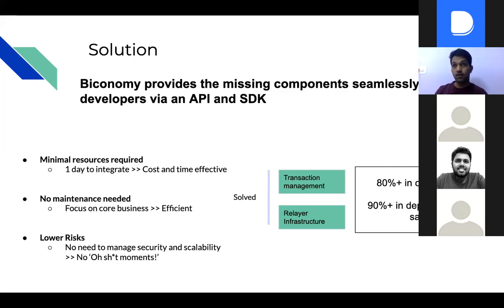By cost, I mean you don't have to set up these nodes that are totally focusing on relaying your transactions, that are doing the gas management part, that are doing the transaction ordering stuff. All these things Biconomy has already done. And obviously you will save time. You won't have to spend the time building these solutions. You can just plug and play Biconomy's solution.